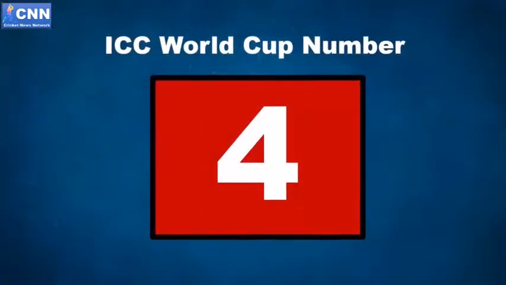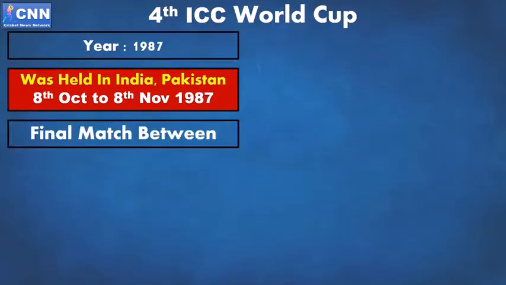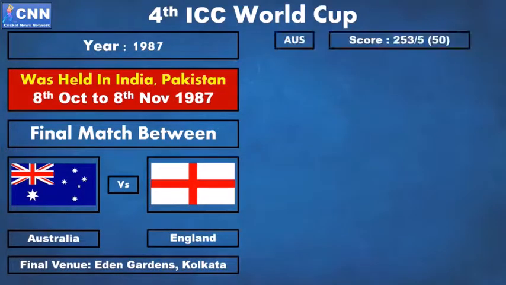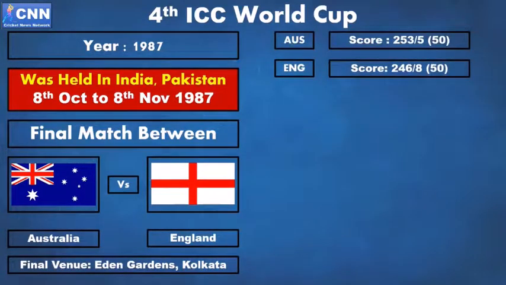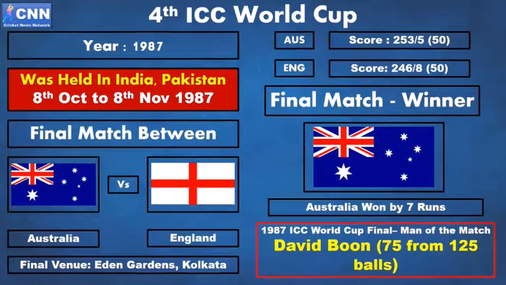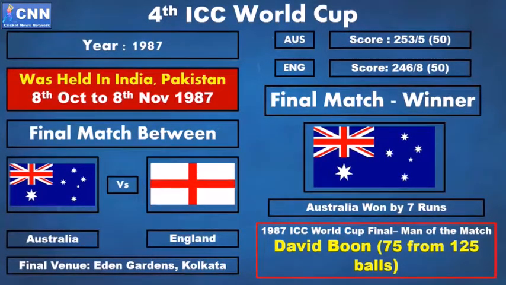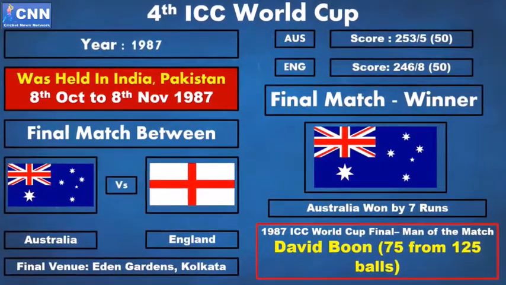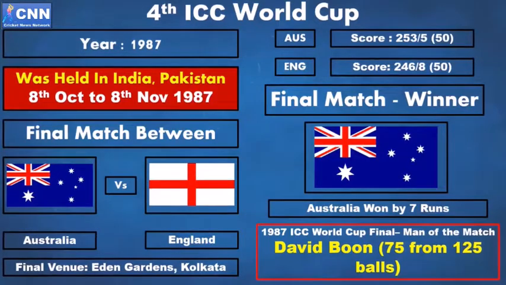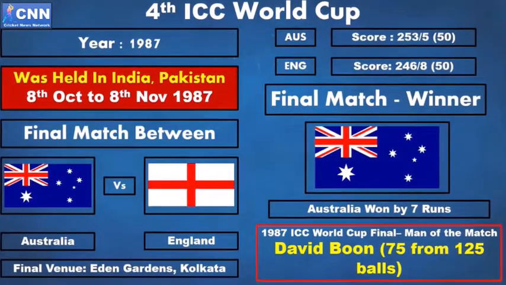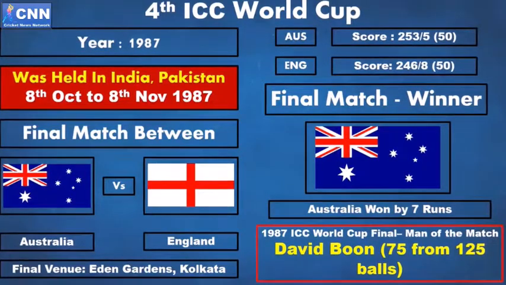ICC World Cup number 4. The 1987 Cricket World Cup was the fourth edition of the Cricket World Cup. It was held from 8 October to November 8, 1987 in India and Pakistan, the first such tournament to be held outside England. Since this World Cup, number of overs per team was changed from 60 to 50, the current standard for all ODI matches. 1987 ICC World Cup was won by Australia.